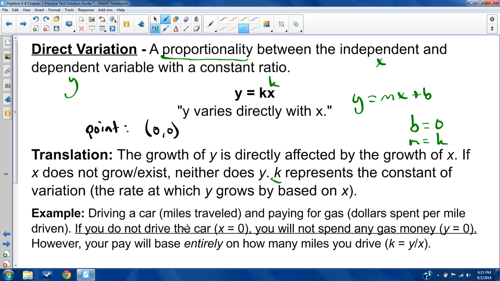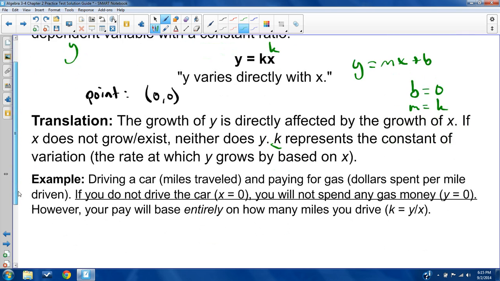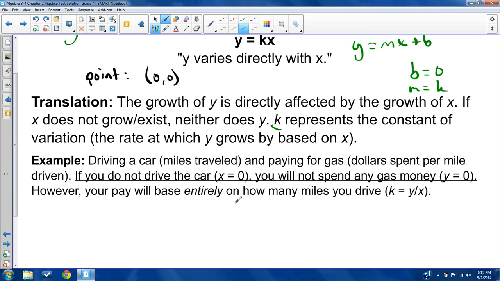If you do not drive the car, in this case, if X is 0, if you don't travel any miles, you will not spend any gas money. Y equals 0, $0 spent. However, your pay will base entirely on how many miles you drive. So let's say, for instance, you pay 50 cents per mile. I think that's way too expensive, but I don't care. 50 cents is, it's 0.50 like that. So Y equals, I'll just put 0.5x.